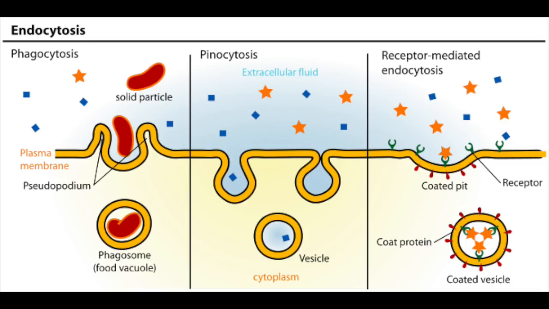Exo meaning exit. Now with endocytosis, it is where the cell takes in molecules and particulate matter by forming new vesicles from the plasma membrane. There are three types: phagocytosis, aka cellular eating, pinocytosis, aka cellular drinking, and receptor-mediated endocytosis, which is also a pinocytosis.